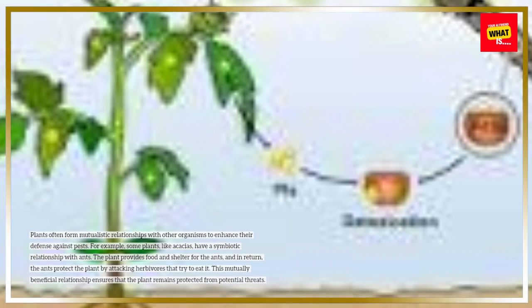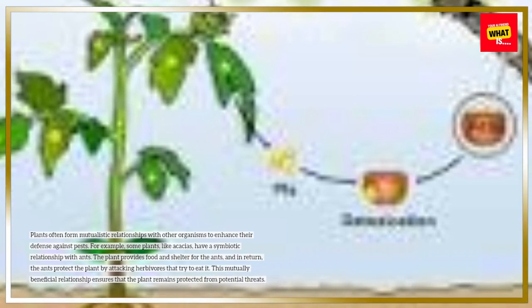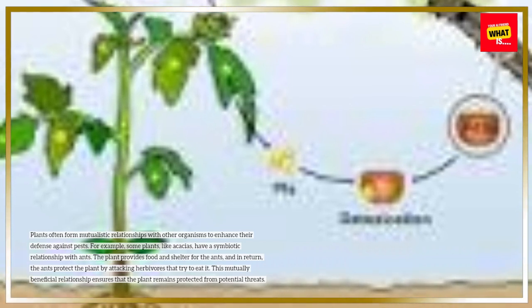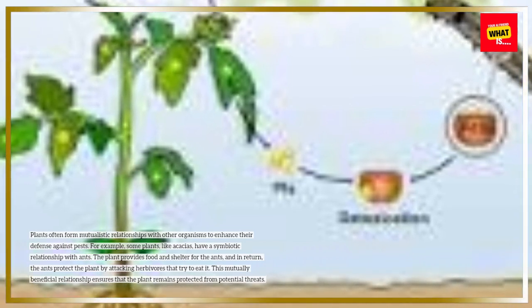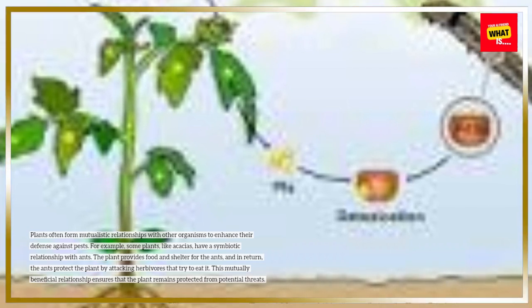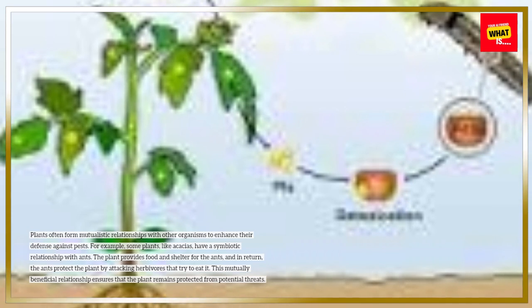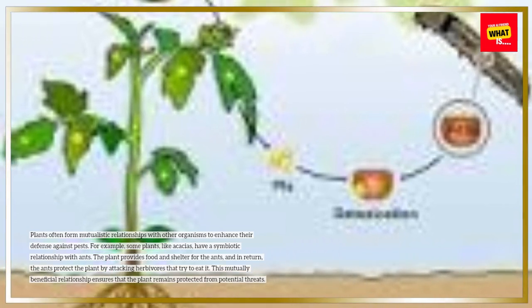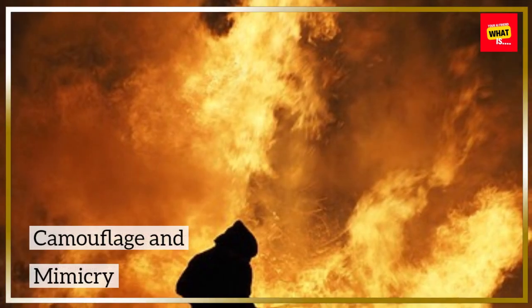Mutualistic relationships. Plants often form mutualistic relationships with other organisms to enhance their defense against pests. For example, some plants, like acacias, have a symbiotic relationship with ants. The plant provides food and shelter for the ants, and in return, the ants protect the plant by attacking herbivores that try to eat it. This mutually beneficial relationship ensures that the plant remains protected from potential threats.